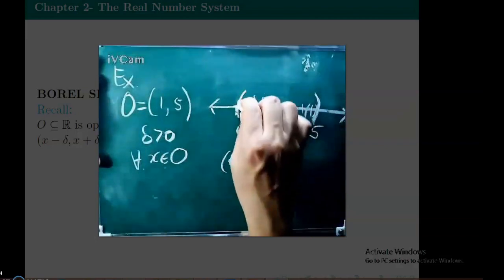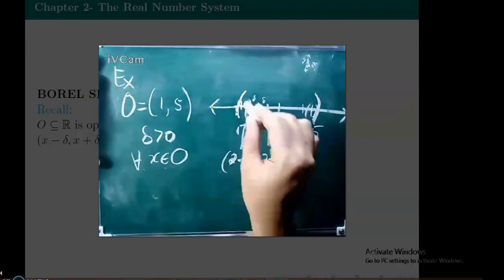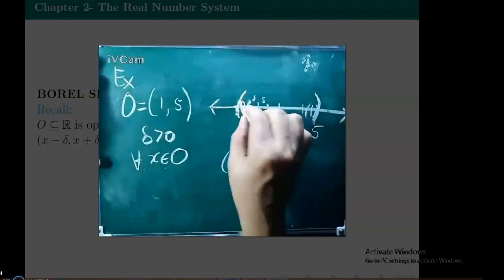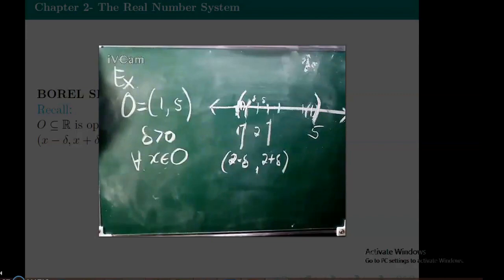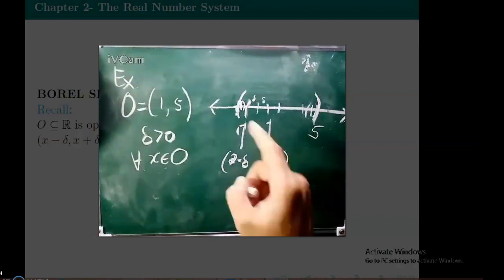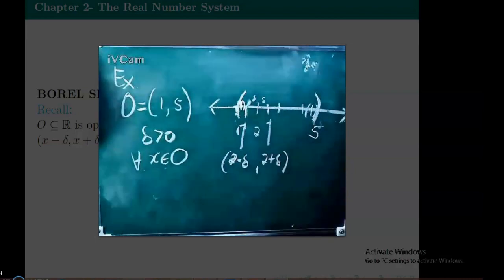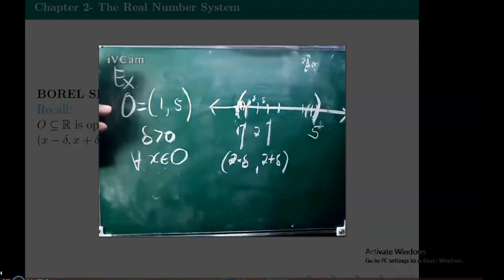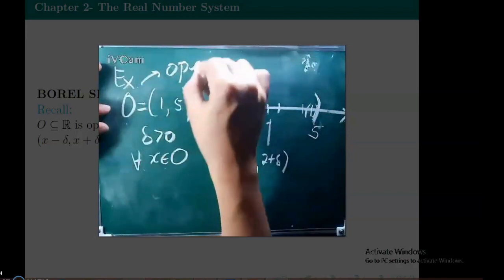So if we take an element of O, there always exists delta greater than 0, or there always exists an interval that is contained in the set O, from 1 to 5. Therefore, this set here is open.